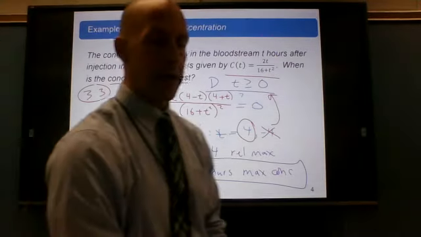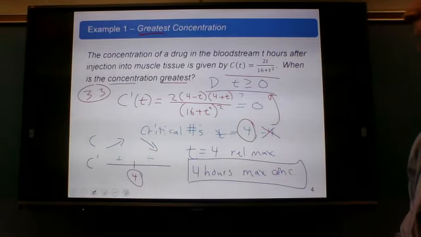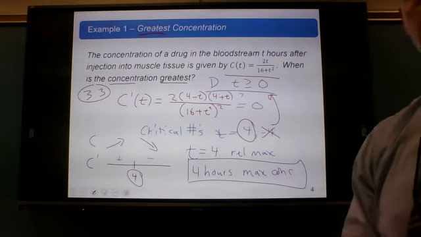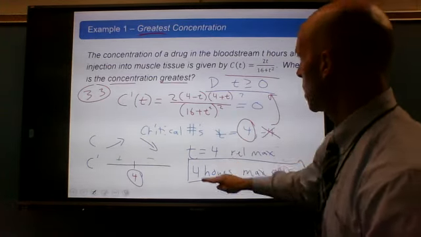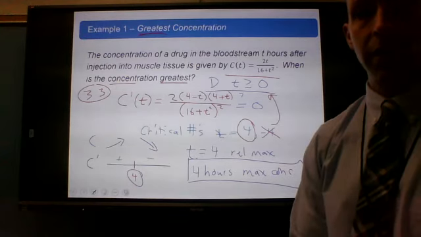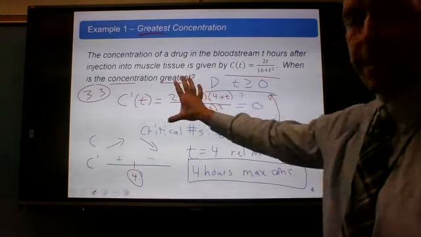So what I was trying to basically optimize here was the concentration of a drug in blood. And it turns out that at 4 hours, it will meet its max concentration. If you want to know what that maximum concentration is, you would just take 4 and plug that back into the original equation.